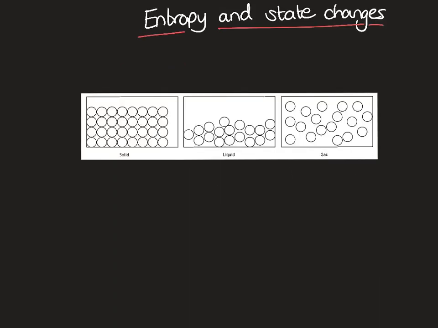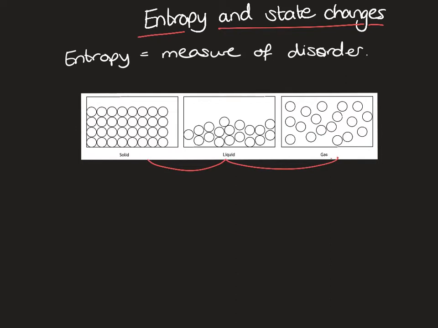So here is a diagram you probably saw when you were at school that has the different states of matter: solid, liquid and gas. And let's consider entropy in its most basic form as a measure of disorder of a system. Now, it should be apparent from the diagrams that as you move from a solid to a liquid to a gas, you get more disorder.